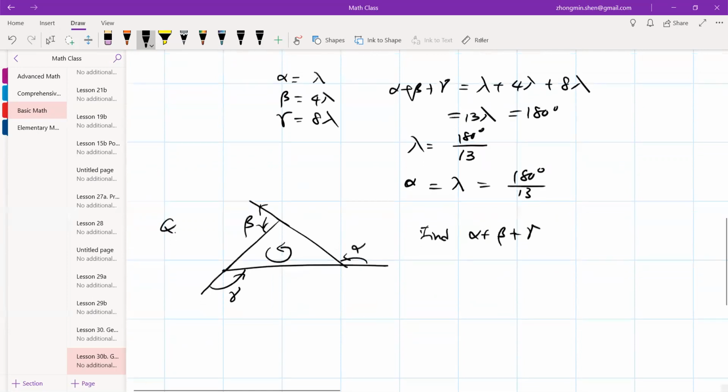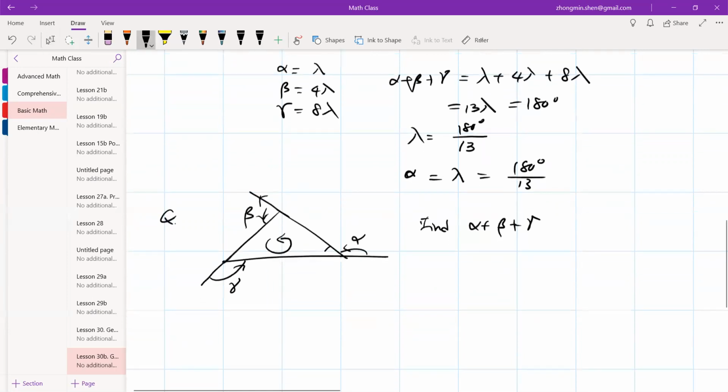But we know that I'm going to denote the interior angle by alpha prime. This will be beta prime. This will be gamma prime. I know alpha plus alpha prime is going to be 180 degrees. So alpha is going to be 180 degrees minus alpha prime, right? Beta is going to be 180 degrees minus beta prime. And gamma is going to be 180 degrees minus gamma prime.